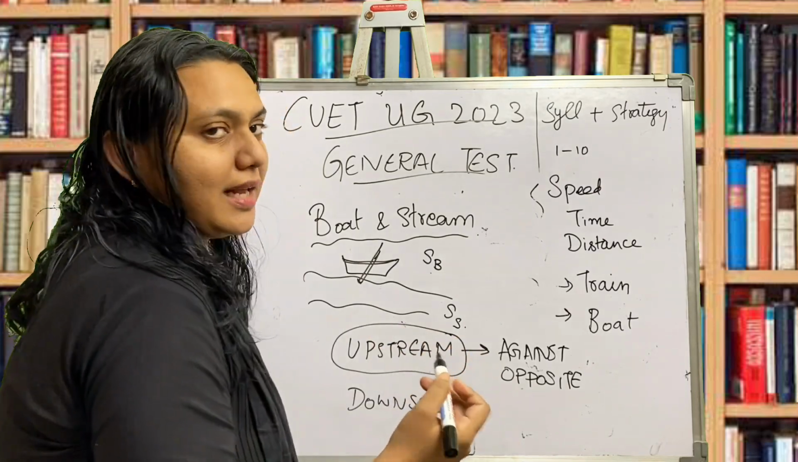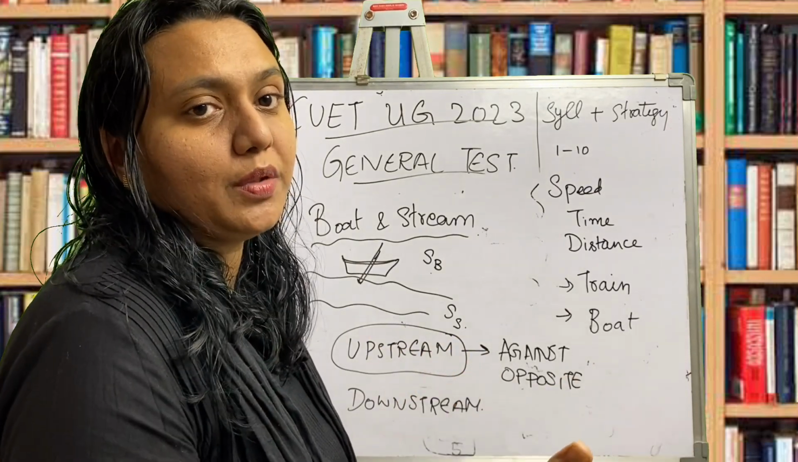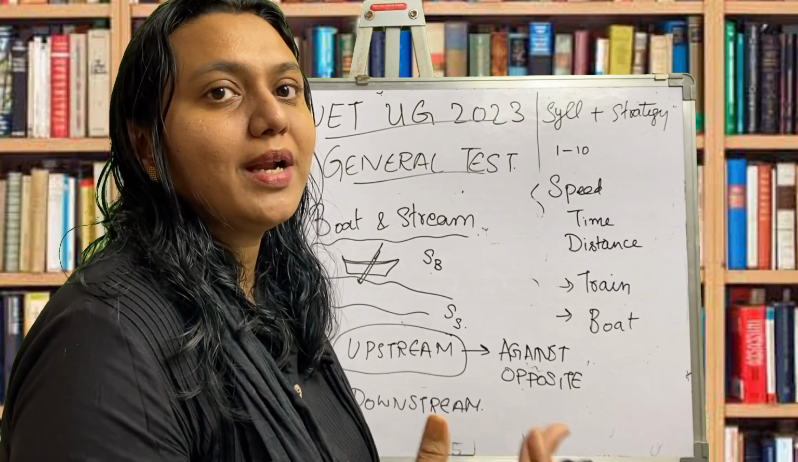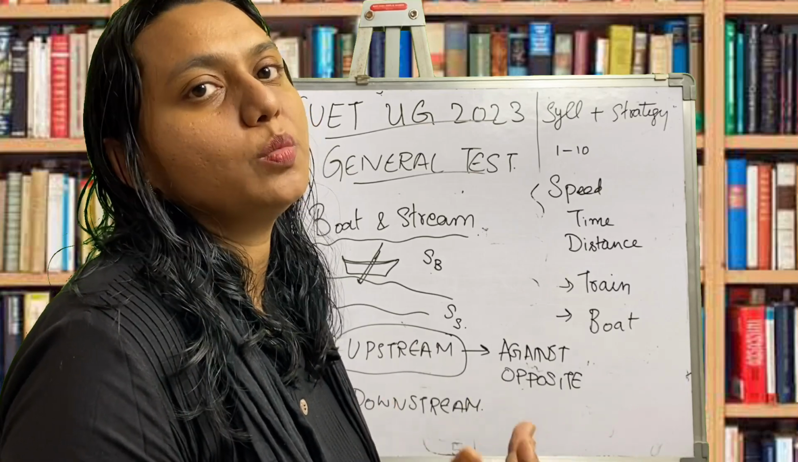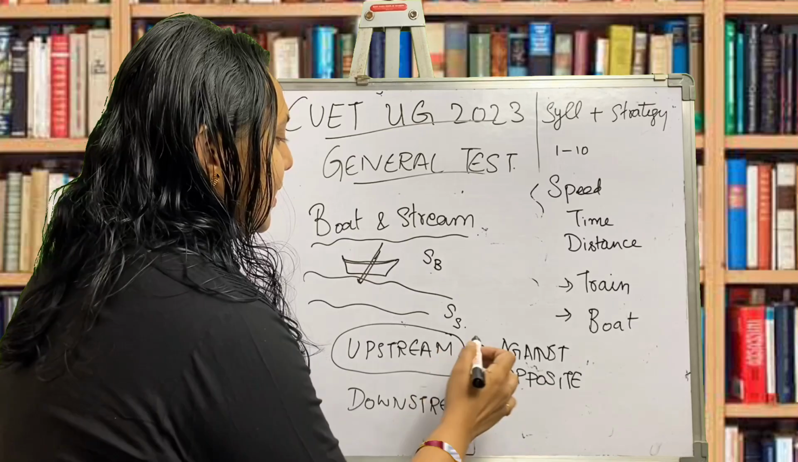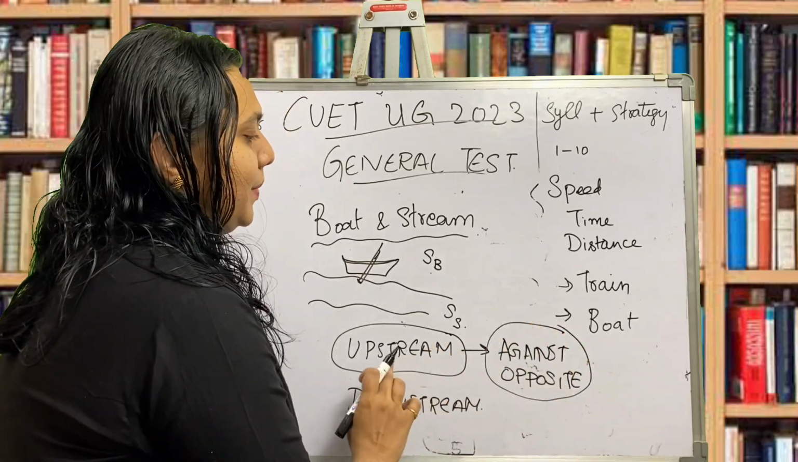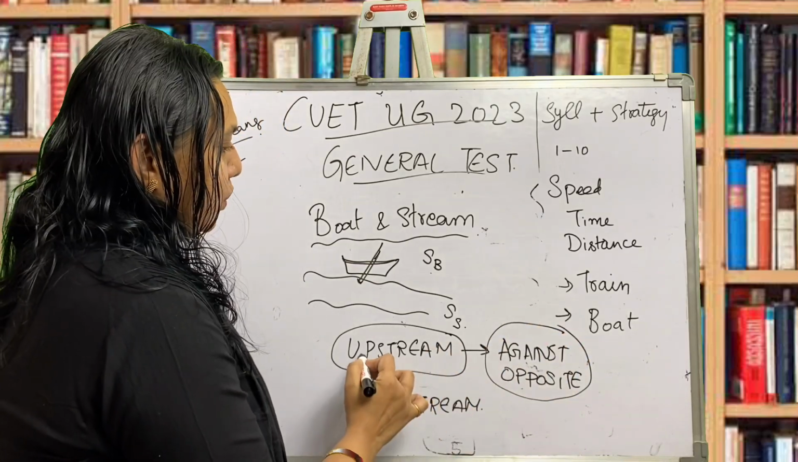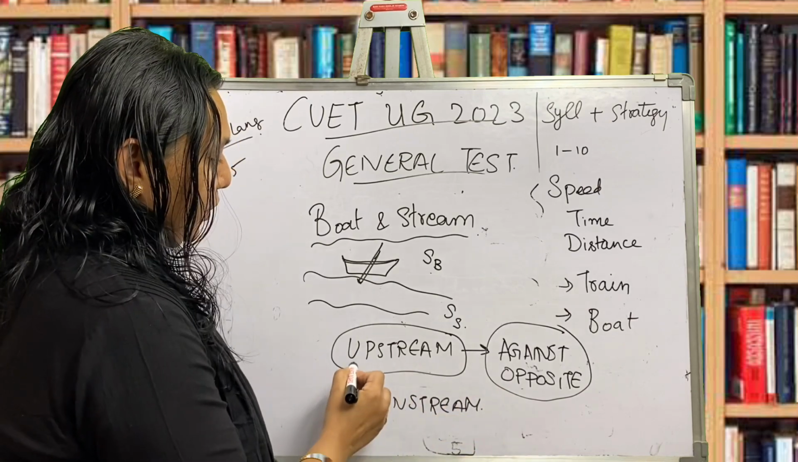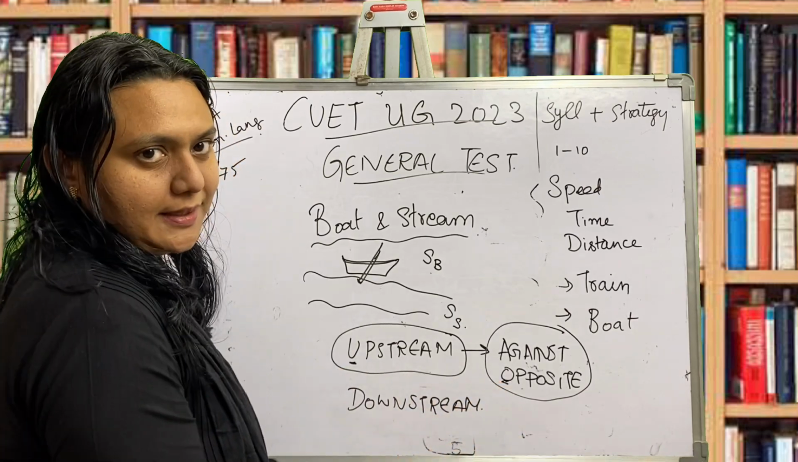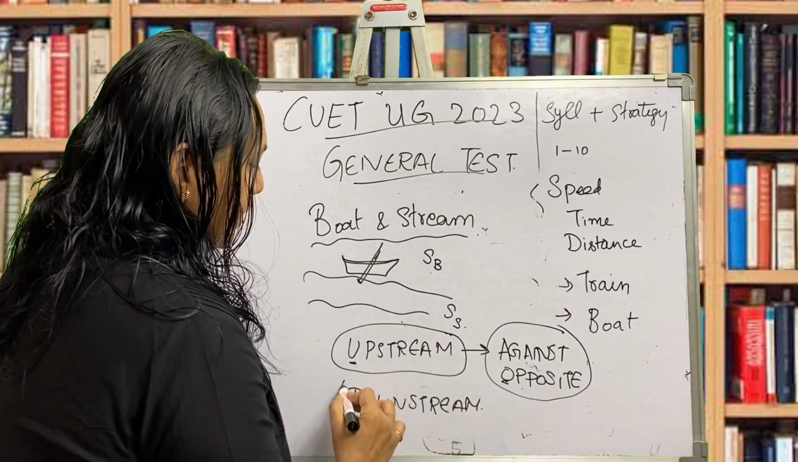Questions are asked like, the boat is moving upstream, the boat is moving downstream. So you need to understand what it means, what direction the boat is moving in. Mark it down. Upstream means opposite. U-O. It is up to you, you can keep any kind of mnemonics. U-O. And what is downstream?